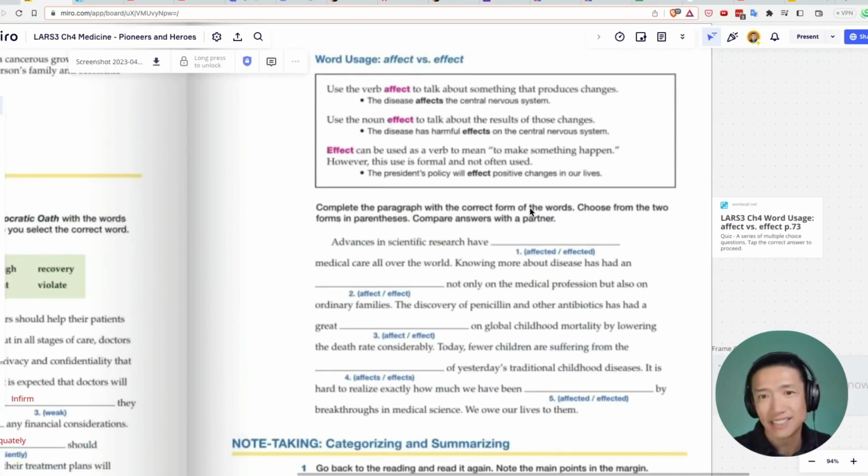The next part, page 73, affect versus effect, okay? This is really important, especially for all of your cause and effect essays. I like that the book and the reading and the writing, it's kind of together right now.